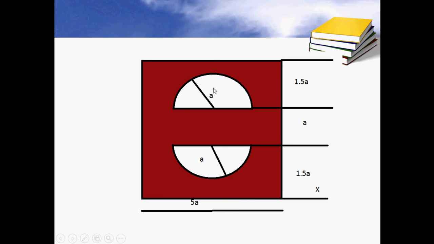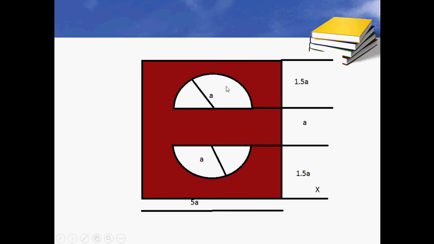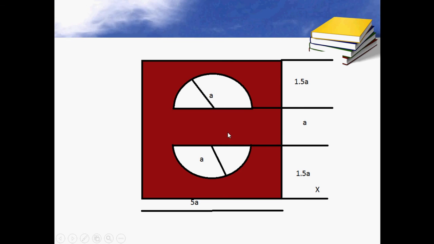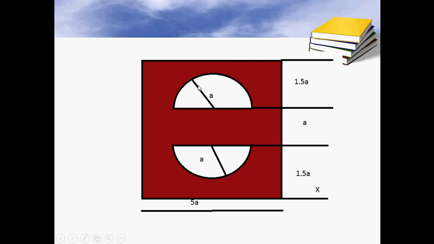Similarly, we can calculate the moment of inertia of circle 2 about the x-axis. These two terms will be the same, only this A d square will vary. I am leaving this as an exercise.